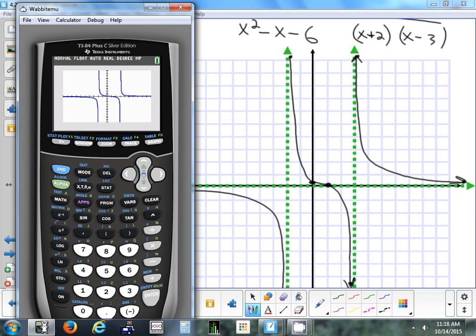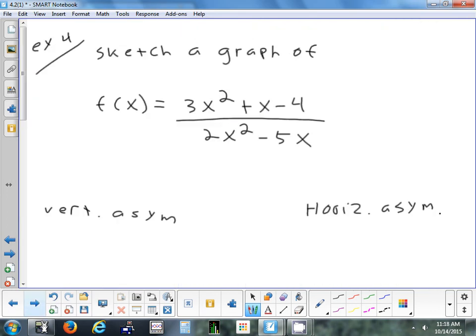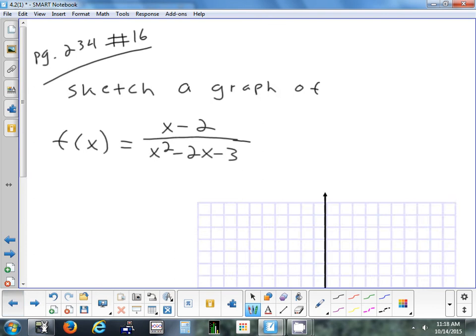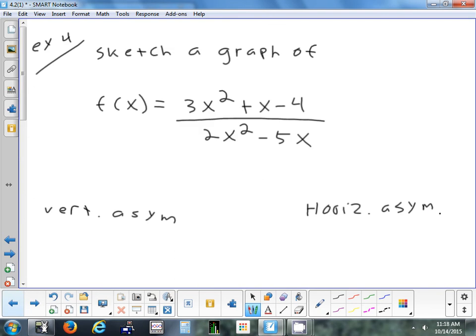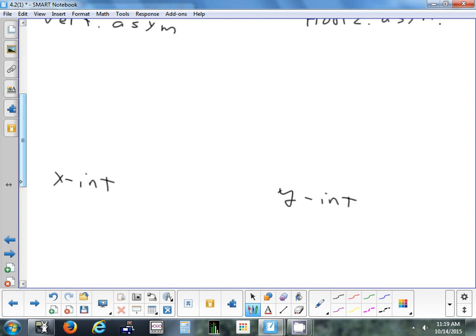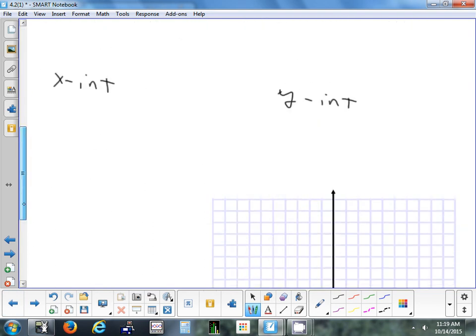All right, so let's see, how many more do I have? 1, 2, 2 more. So if we want to do both, we can. If we only need to do one and you guys want to try one on your own, then that'll be it. I kind of laid this one out for you. Find your asymptotes, then find your intercepts, and then I got room for the graph.